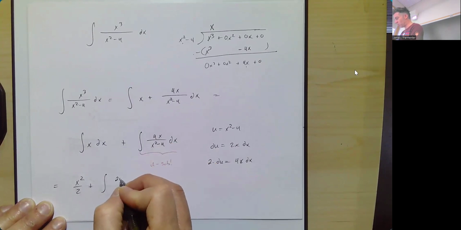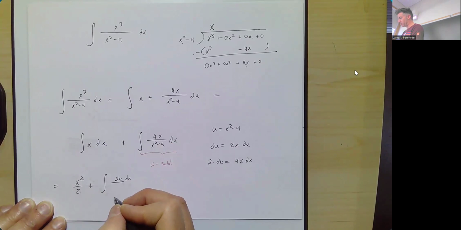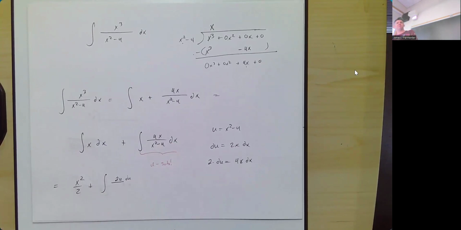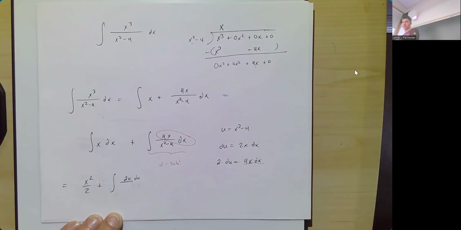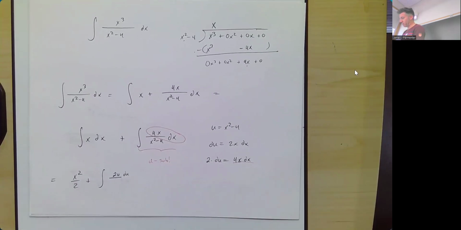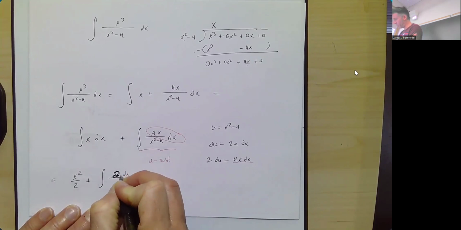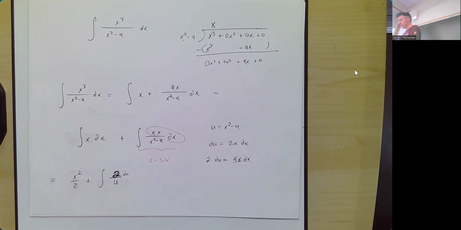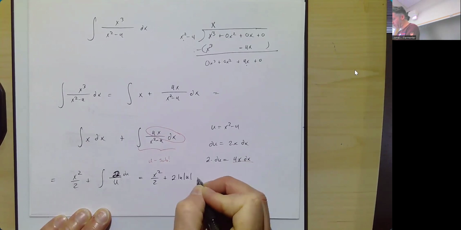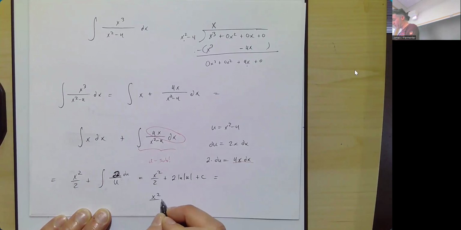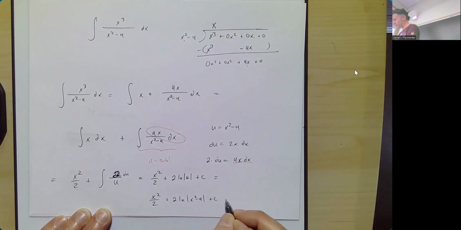dx becomes 2u du. The denominator is 2u du, James? Is that really what I have on top? What do I really have on top? 4x dx is equal to not 2u du, just 2 du. I accidentally put in an extra u there because I wasn't paying super close attention. Just a 2 on top and a u on the bottom. And then the integral of 2 over u is 2 natural log of the absolute value of u. And then finally plugging back in what u is equal to, we get x squared over 2 plus 2 natural log of the absolute value of x squared minus 4 plus c.